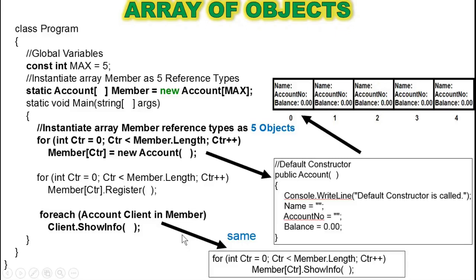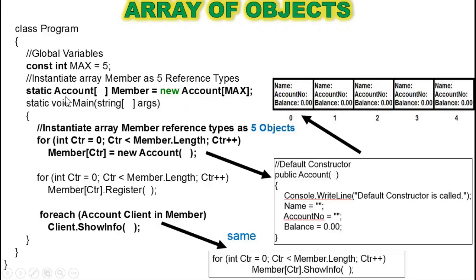The class named Program is the stage where we instantiate the array of objects. I declared a constant named max that contains the value 5. The purpose of this constant variable is to indicate the size of the array of objects. Next, I instantiated an array named member, which will reference 5 different objects.